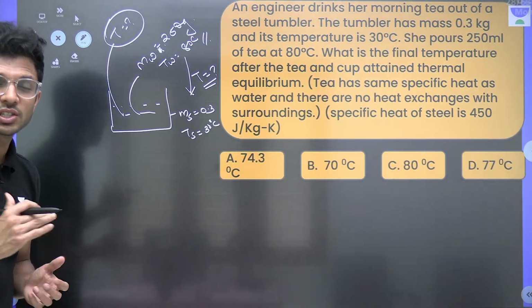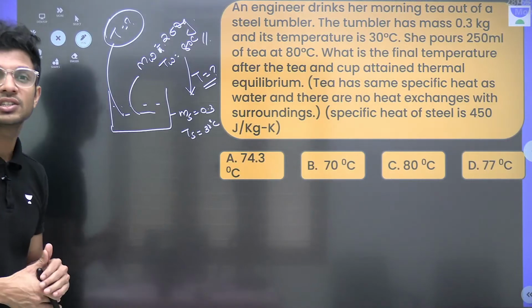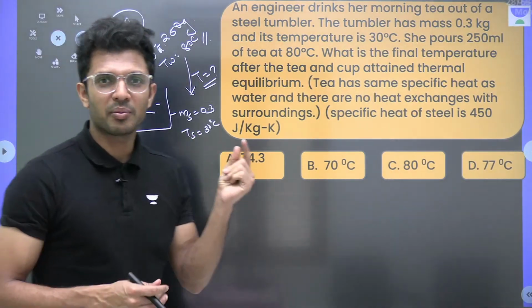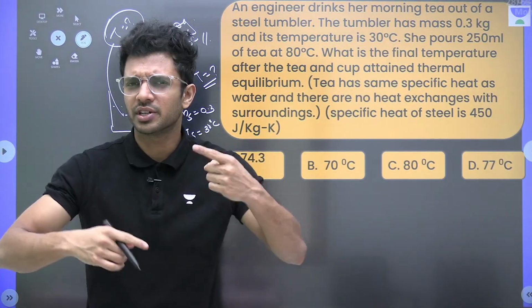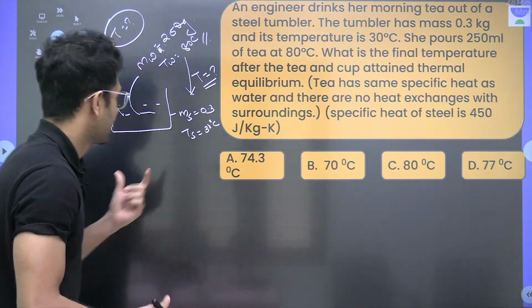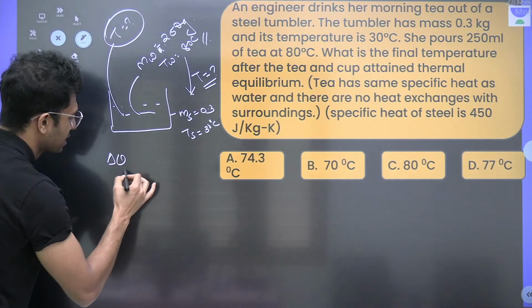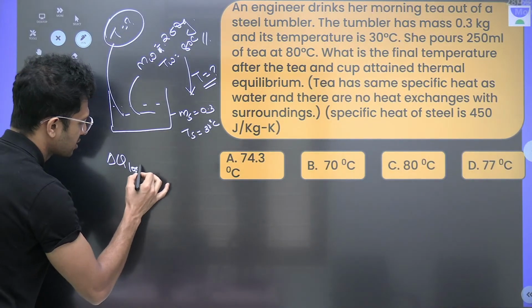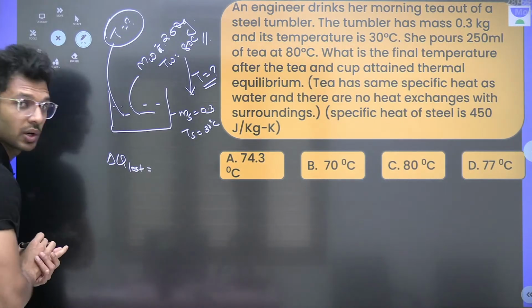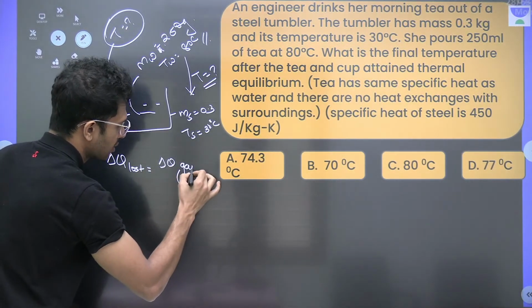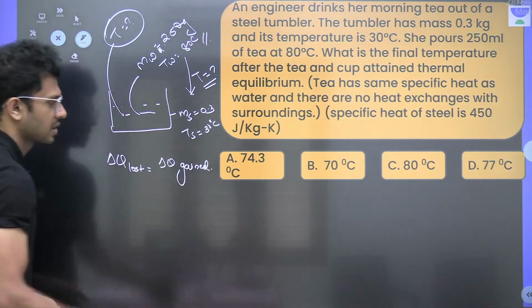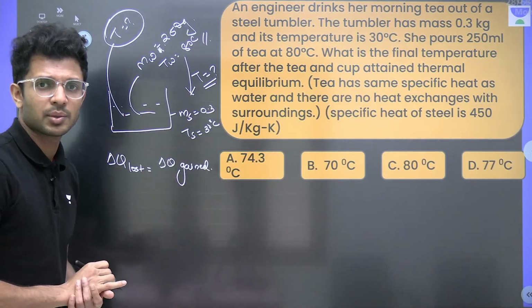Okay, how will we solve? Simply by using the conservation of energy. How many of you remember the conservation of energy concept related to calorimetry? Yes, the heat energy delta Q that is lost by the hot body will be equal to the delta Q, the heat energy gained by the cold body. We know the principle of calorimetry, everyone knows.